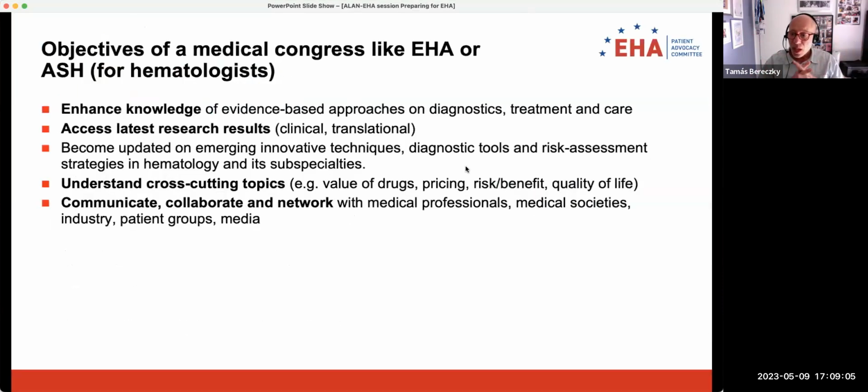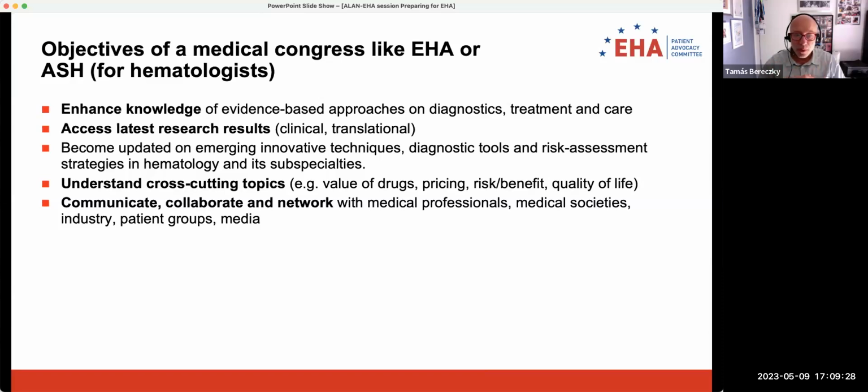So why do we have these congresses? What are the objectives of these events? And also, obviously, why do we as patients want to participate in this or should participate in these events?